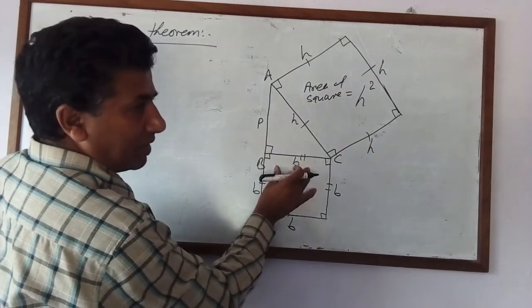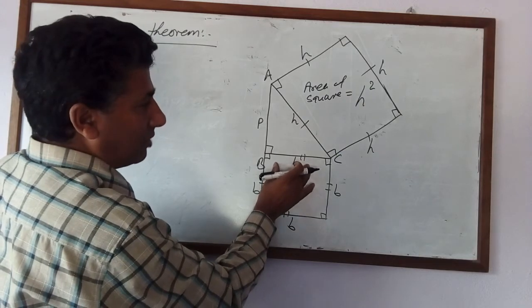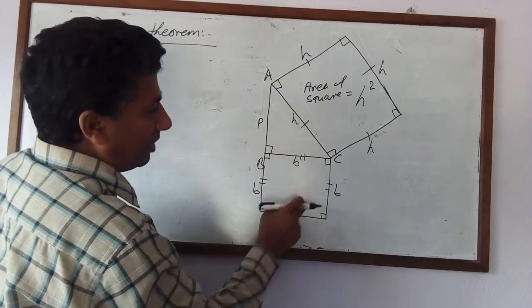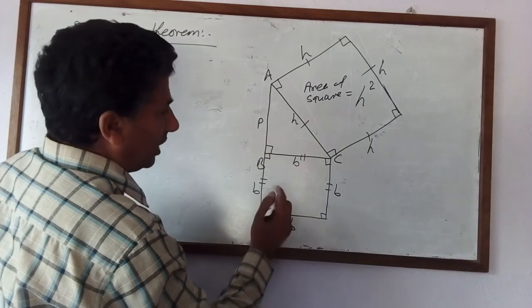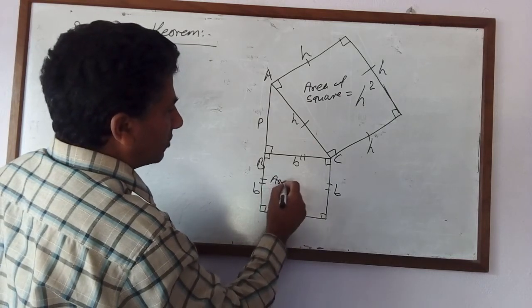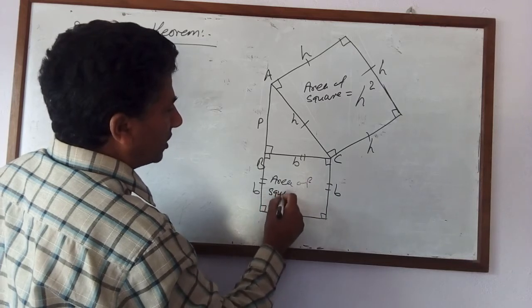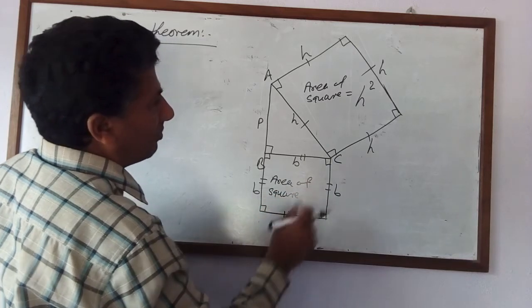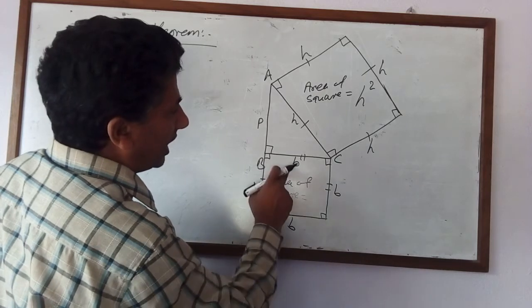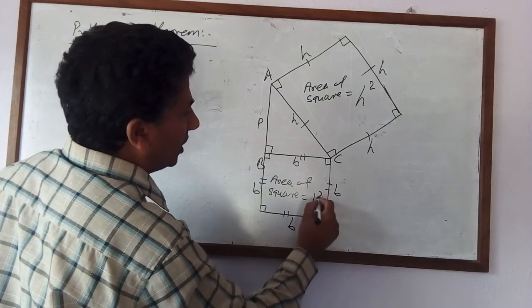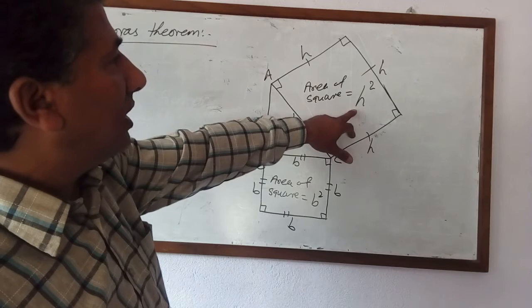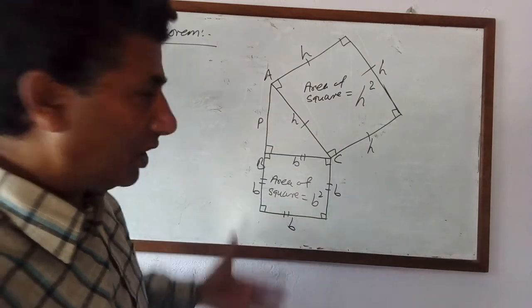By the same measurement of b, the base, I made another square. This is also a square, so the area of this square is side squared. Its side is b, that's why this is b square. H square is the area of a square, and this b square is also the area of a square.